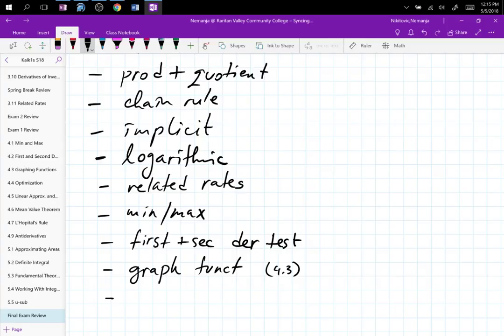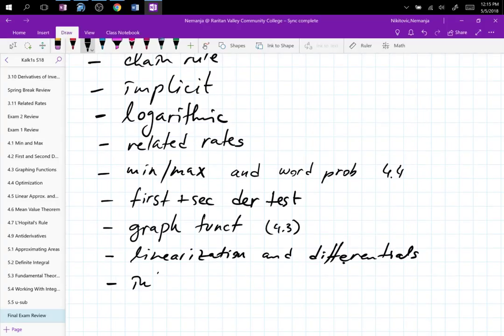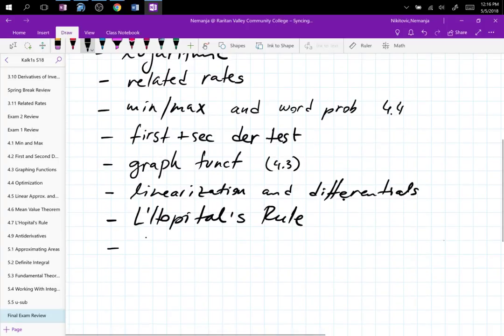Word problems, min-max. So min-max, and I'll put here on top, and word problems. That's 4.4. Linearization. And differentials. We have integrals. Oh, L'Hopital's rule. L'Hopital's rule. And now we go integrals.